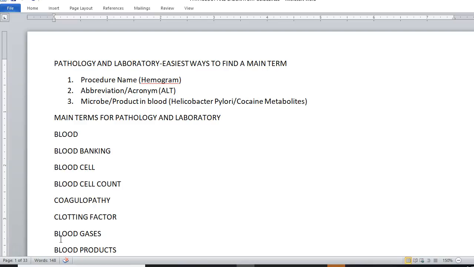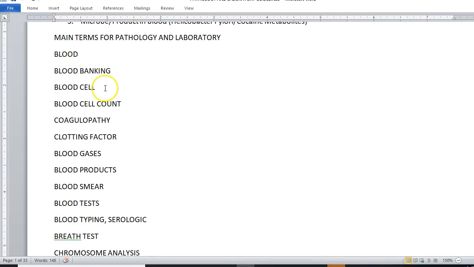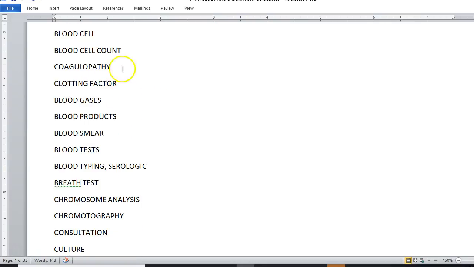And there's also some subdivisions that we're going to look under. So when you go into the word blood, we're going to be able to find codes under blood, blood banking, blood cell count, blood cell, coagulopathy, clotting factors. And again, coagulopathy is for how fast the blood clots. The clotting factors are for people that have different types of hemophilias. Blood gases: we have oxygen, nitrogen, and others that we can look for in the blood. You can look up blood product, because we're going to have some blood products that come from this section.